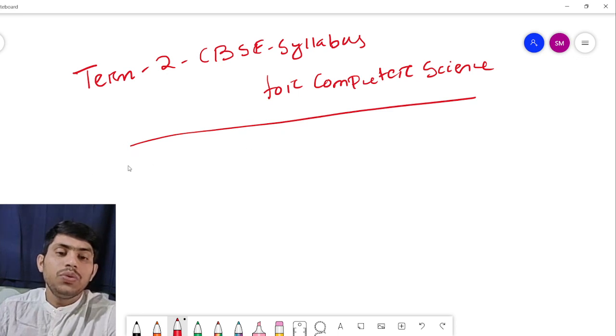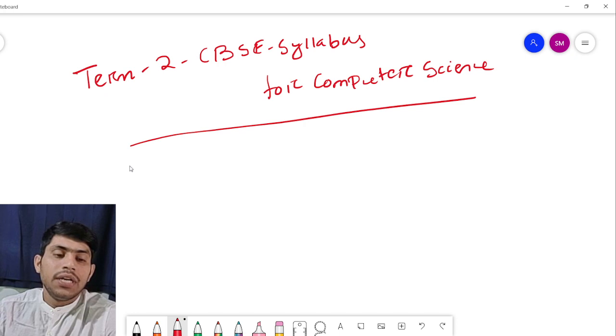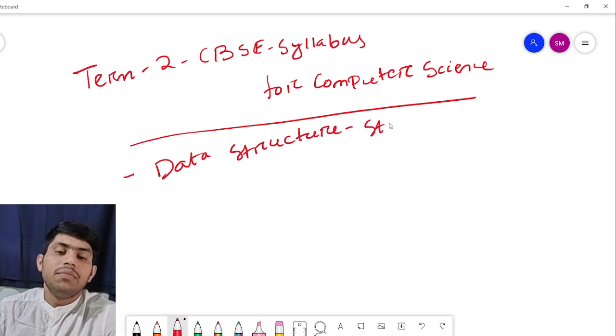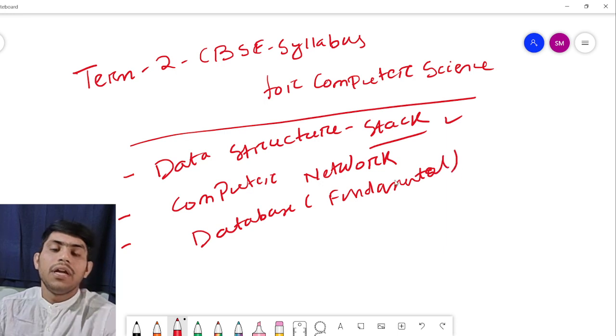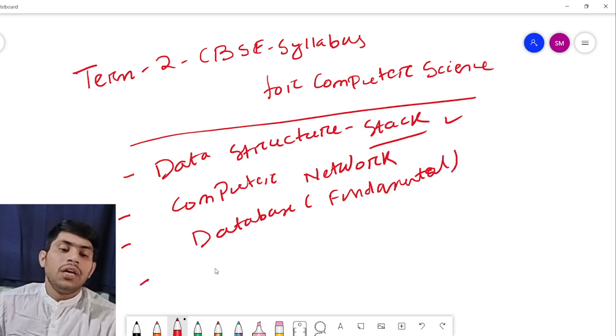So, in your term two CBSE syllabus, it is already mentioned that there is the data structure part, stack, implementation of stack, then computer networks, computer network and communication concepts, then the database fundamentals part, and the next one is combining Python with database.